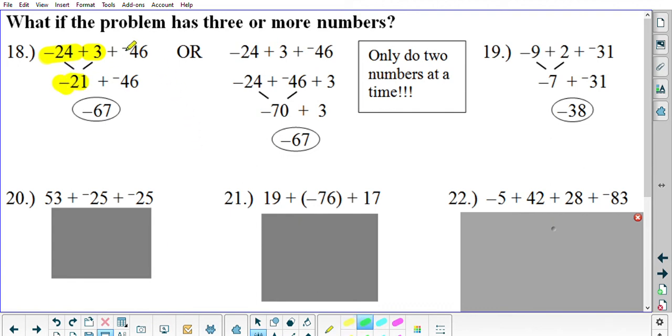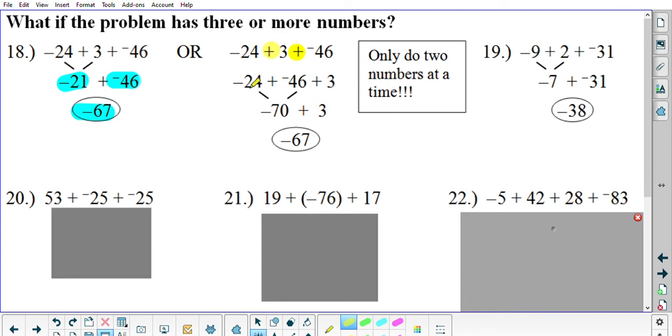Then you bring down the third number along with it. And you take a look at what do we have now. We now have a negative plus a negative, don't we? When both numbers are the same sign, you will add in your head, and that's why the final answer is negative 67. Now, if you want to switch the order of the numbers, remember the commutative property? When the problem is all addition, you can switch everything around to however you would like to do that.